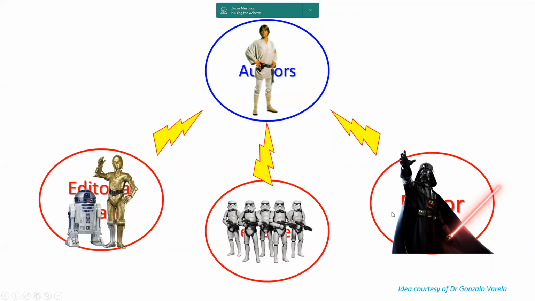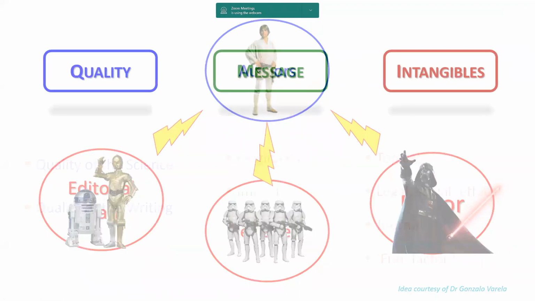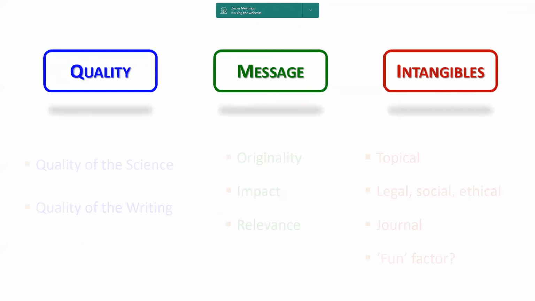So now these three groups of people have different requirements. And just to cut a long story short, the three requirements that I talked about just now are these. There is a requirement of quality, of message, and of what I call the intangibles. Now, in terms of quality, very simply, two things: the quality of the science and the quality of the writing.